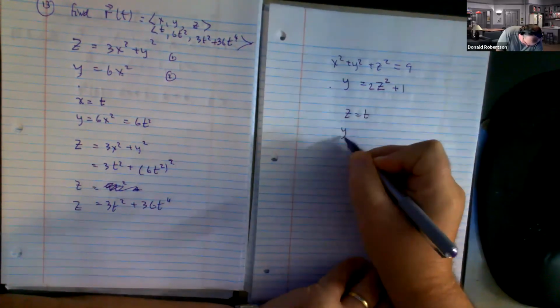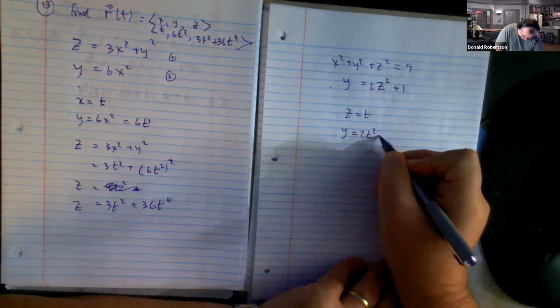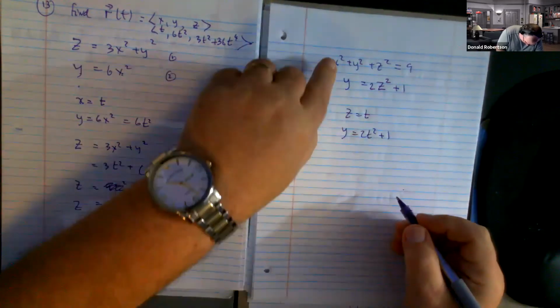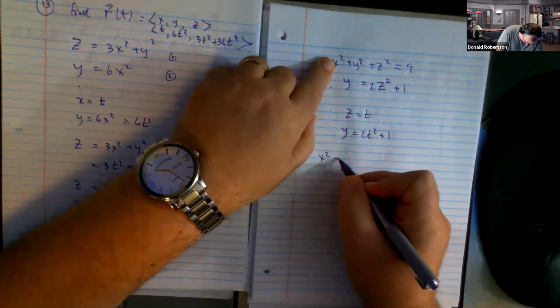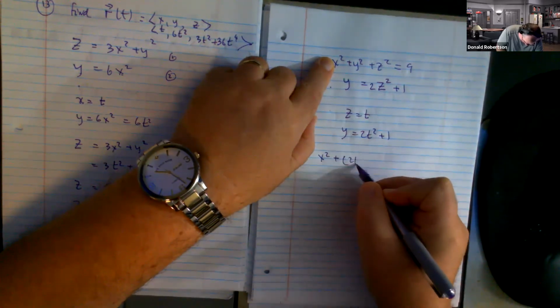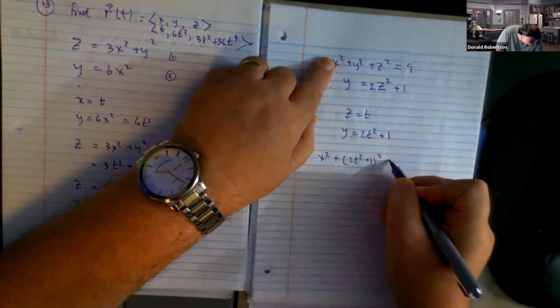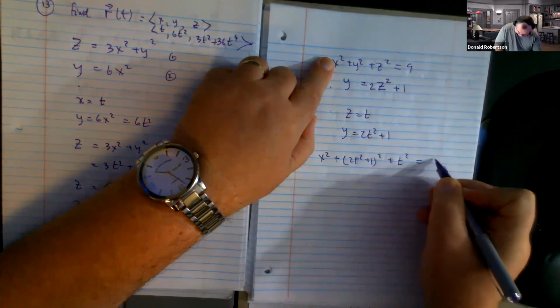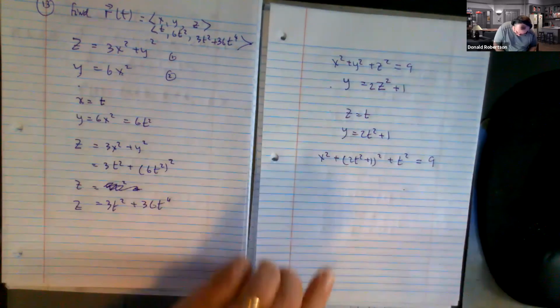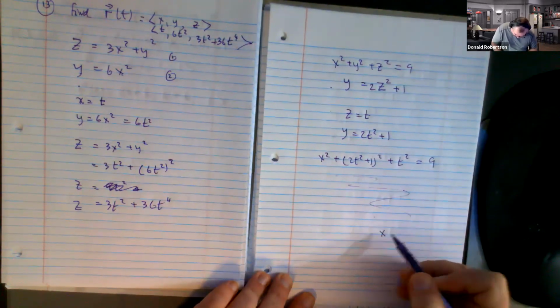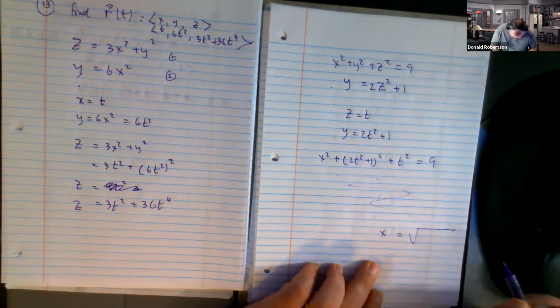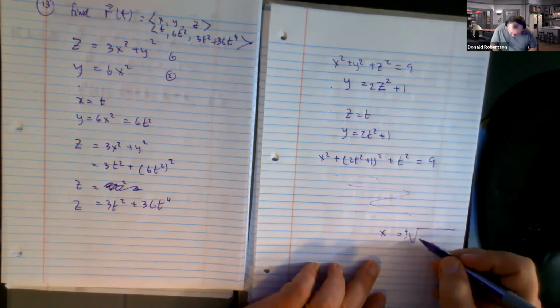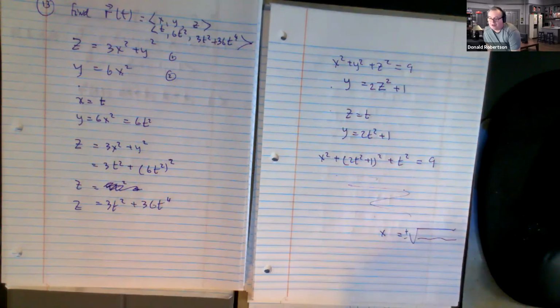That makes y 2t squared plus 1. So how do I get x? Well, x squared plus y squared plus z squared equals 9. And then you do a whole load of algebra, and when you're finished, you're probably going to have a square root, probably a plus and minus, with a whole load of ugly t's in it. But at least 2 out of the 3 were nice. Okay.